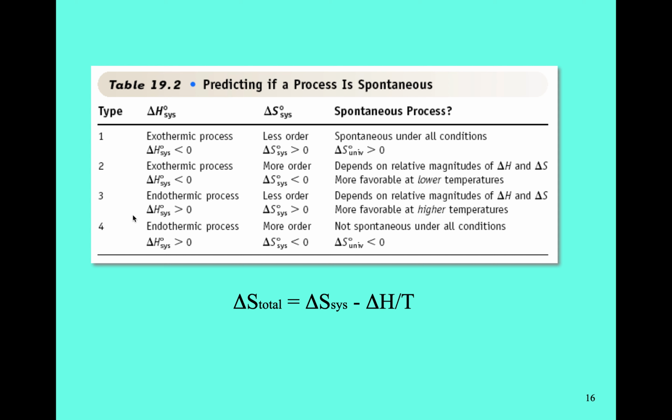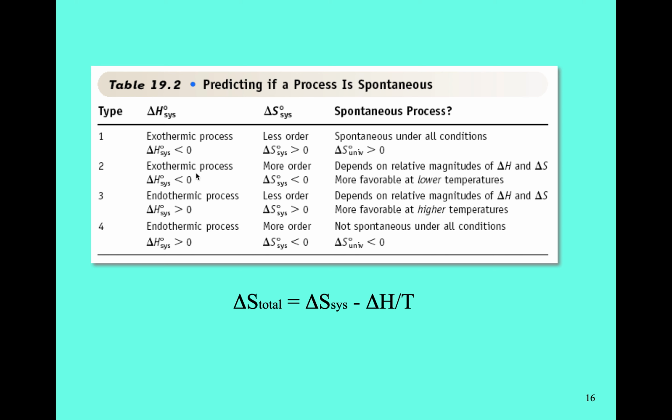Let's jump down to number 4, which says if the enthalpy change for the reaction is positive, that makes this term negative, and the entropy of the system is negative, then delta S total will always be negative. So the reaction won't be spontaneous under any conditions. Okay, because delta S total is negative. Remember, for a reaction to be spontaneous, delta S total must be positive.